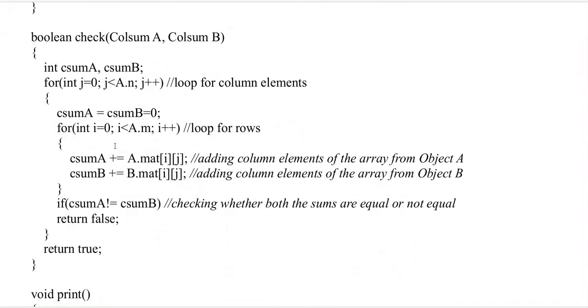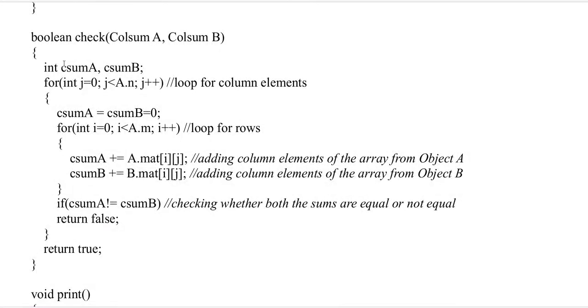Now let's see this part. Check function which is working on the objects. So we have object A of the class ColumnSum and object B. So object A will have its matrix. Object B will also have its matrix. It will add the corresponding column elements for A and B respectively.